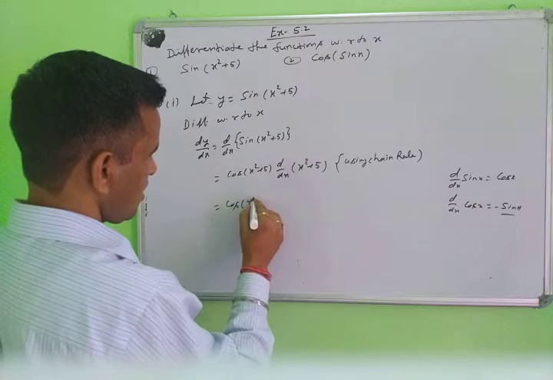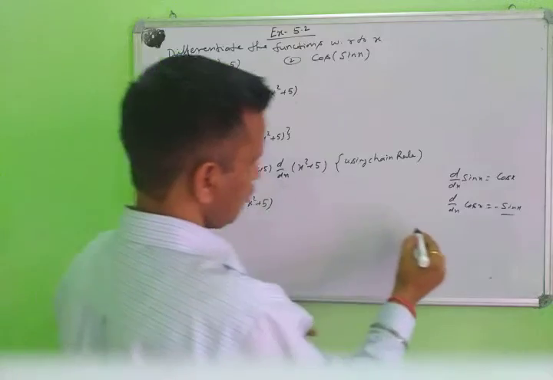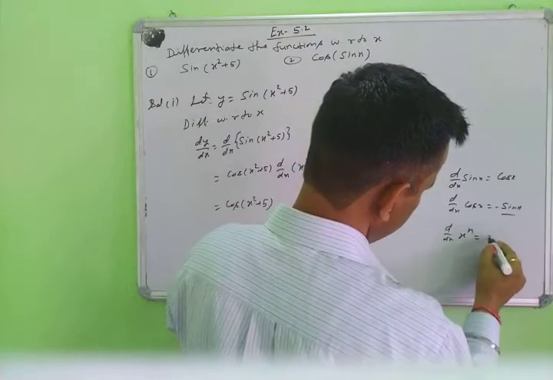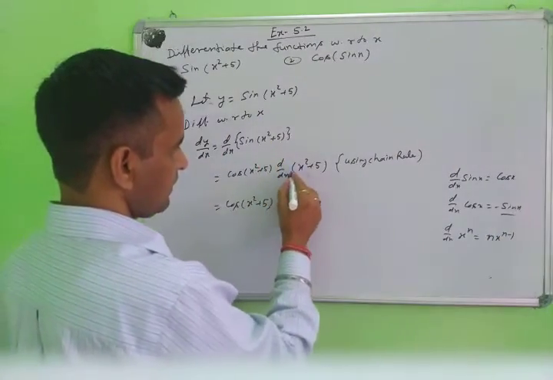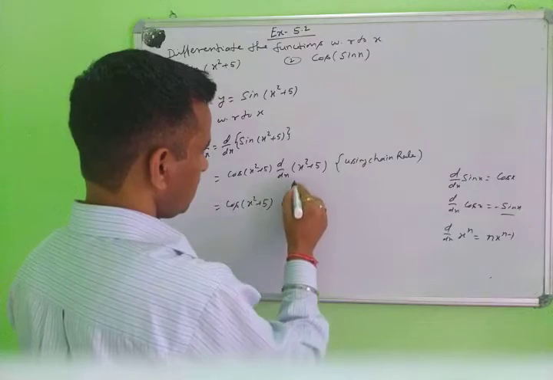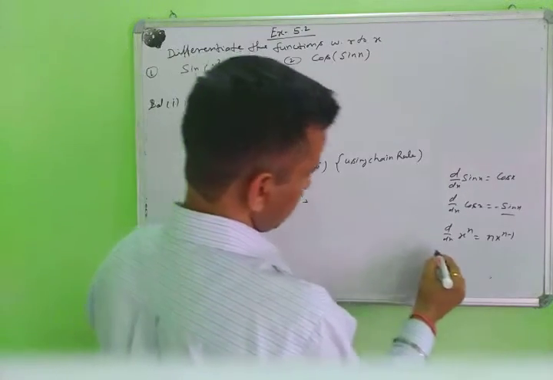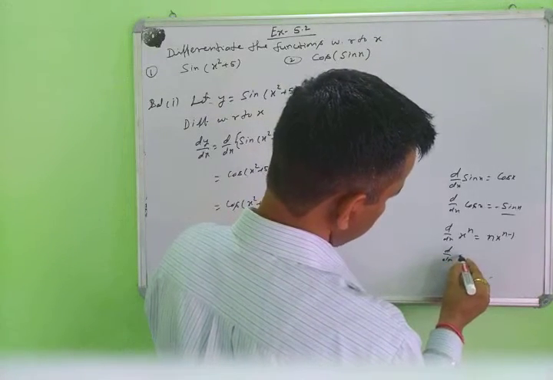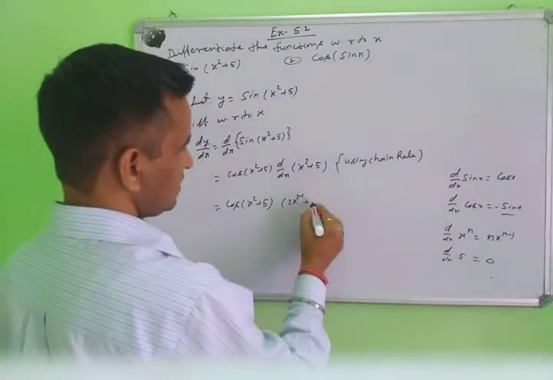Cos x square plus 5, and again d over dx of x to the power n is n x to the power n minus 1. So similarly here, using this, 2x to the power 2 minus 1. And differentiate d over dx of any constant number, 5 or 10, this will be 0. Differentiate any constant number is 0.